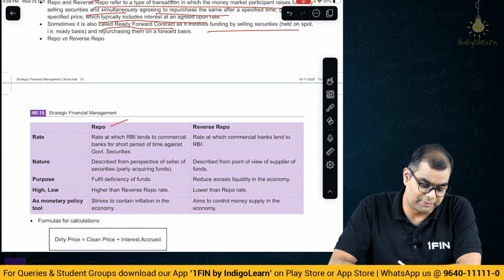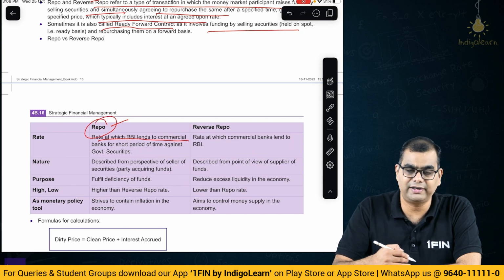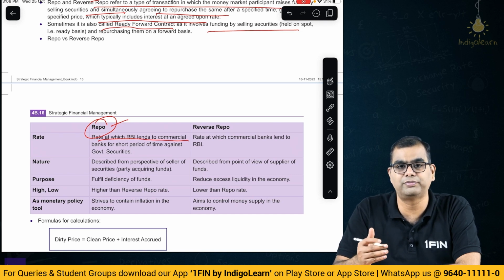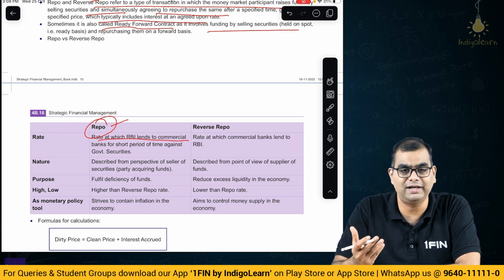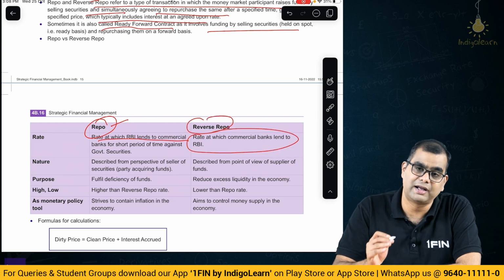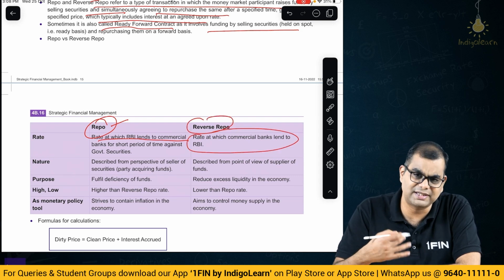Repo versus reverse repo. Repo is the rate at which RBI lends to commercial banks. So basically it is the rate at which you lend. How will you lend? You first sell and then buy back. You sell at 90 rupees, buy back at 100. So I have lent you 90 rupees for an interest of 10. Right, that is how it works. Whereas reverse repo is the rate at which commercial banks lend to RBI. That is, commercial banks give the money to RBI, which is basically their deposit.